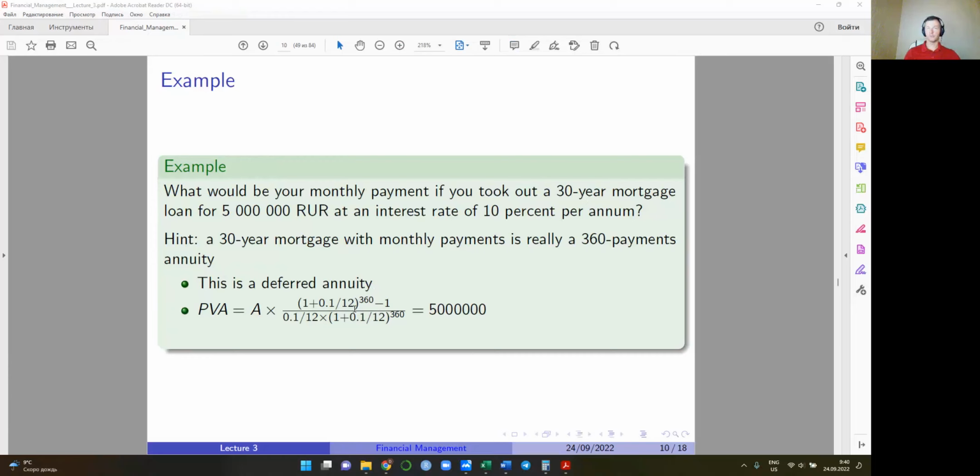You just compute this term and then you simply express A as 5 million divided by what you have here. So the result is this. The monthly payment is going to be 43, or almost 44,000 rubles. This is the result.